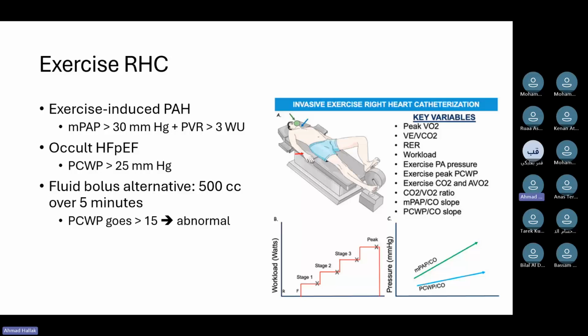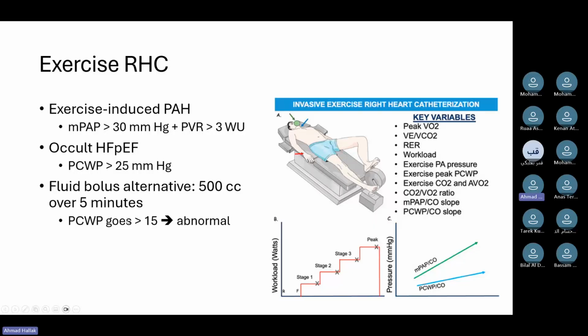The other alternative is doing a fluid bolus. This is a lot easier because you don't need as much equipment. It's not as good, of course, because it's not as physiologic as exercise, because the patient is saying they have dyspnea, shortness of breath on exertion, not shortness of breath when you give them 500 cc's of fluid. But nevertheless, if you don't have the equipment for exercising the patient, you can give a fluid bolus of 500 cc over 5 minutes.